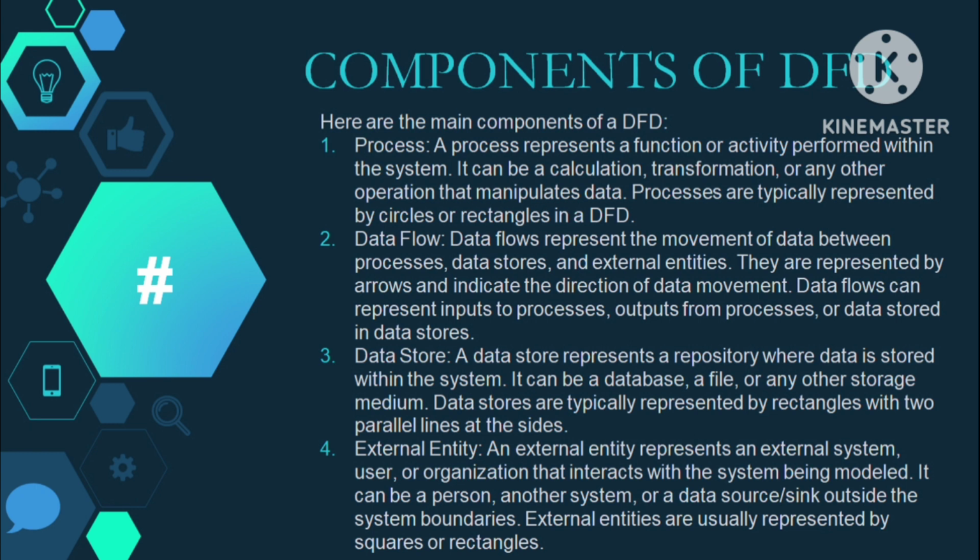Now the next thing is data store, also known as data storage. Data storage includes the database of the system. It is represented by a rectangle with both smaller sides missing, or in other words, two parallel lines. And the last one is external entity. Entities include the source and destination of the data. Entities are represented by a rectangle with their corresponding names.